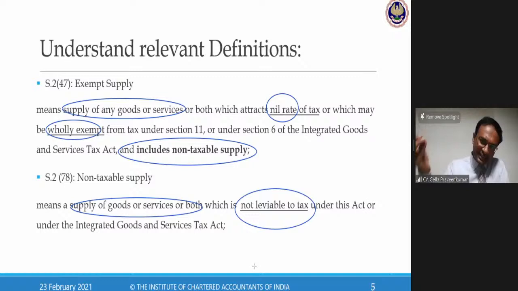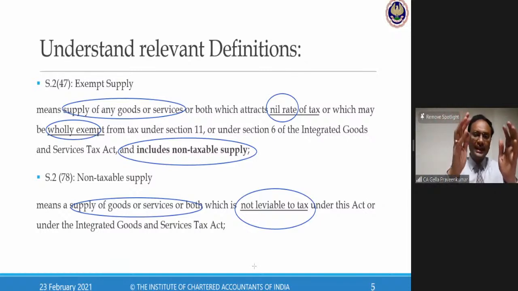That means to say, if you refer to Section 9, subsection 1, where they say there shall be levied a tax called CGST on all intrastate supply of goods and services or both, except on the supply of alcoholic liquor for human consumption. Under 9(1), they have used 'except'. So when I refer to my Section 9, which talks about levy, those activities which are kept outside the levy are called non-taxable supply.